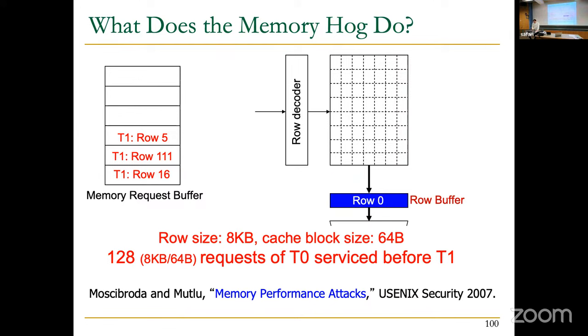In this case, the row buffer is 8 kilobytes large, and each request is 64 bytes large. That's 512 bits, a cache line. So we can schedule 128 of those before we can schedule a request from T1.